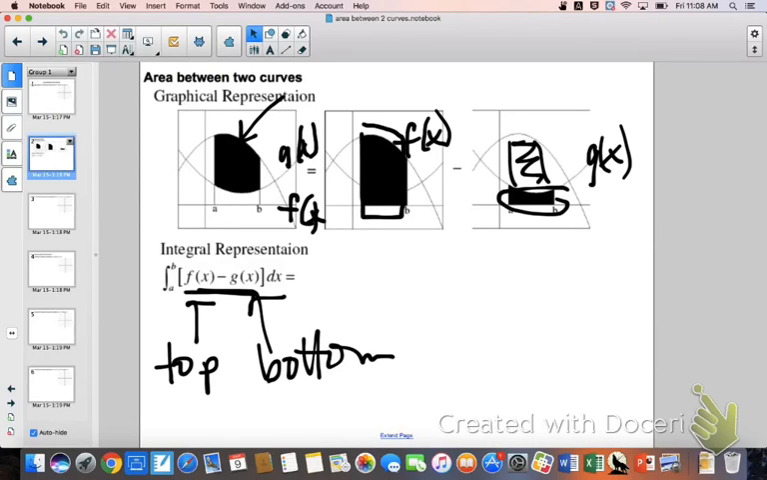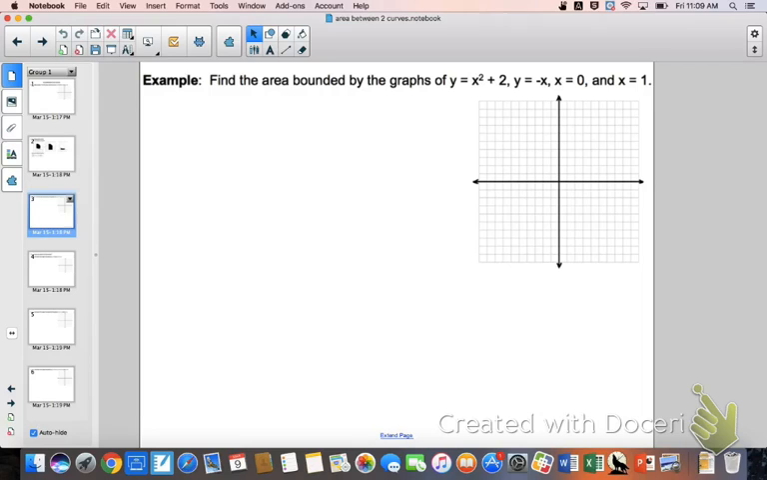Okay, so an example. Find the area bounded by the graphs of y equals x squared plus 2, which is this curve right here, y equals negative x, which looks like this, x equals 0, which is this line, and x equals 1, which is this line. I am not going according to the graph, it's too small. Alright, so I am looking for this area right there. We're going to call the top one f of x, the bottom one g of x.